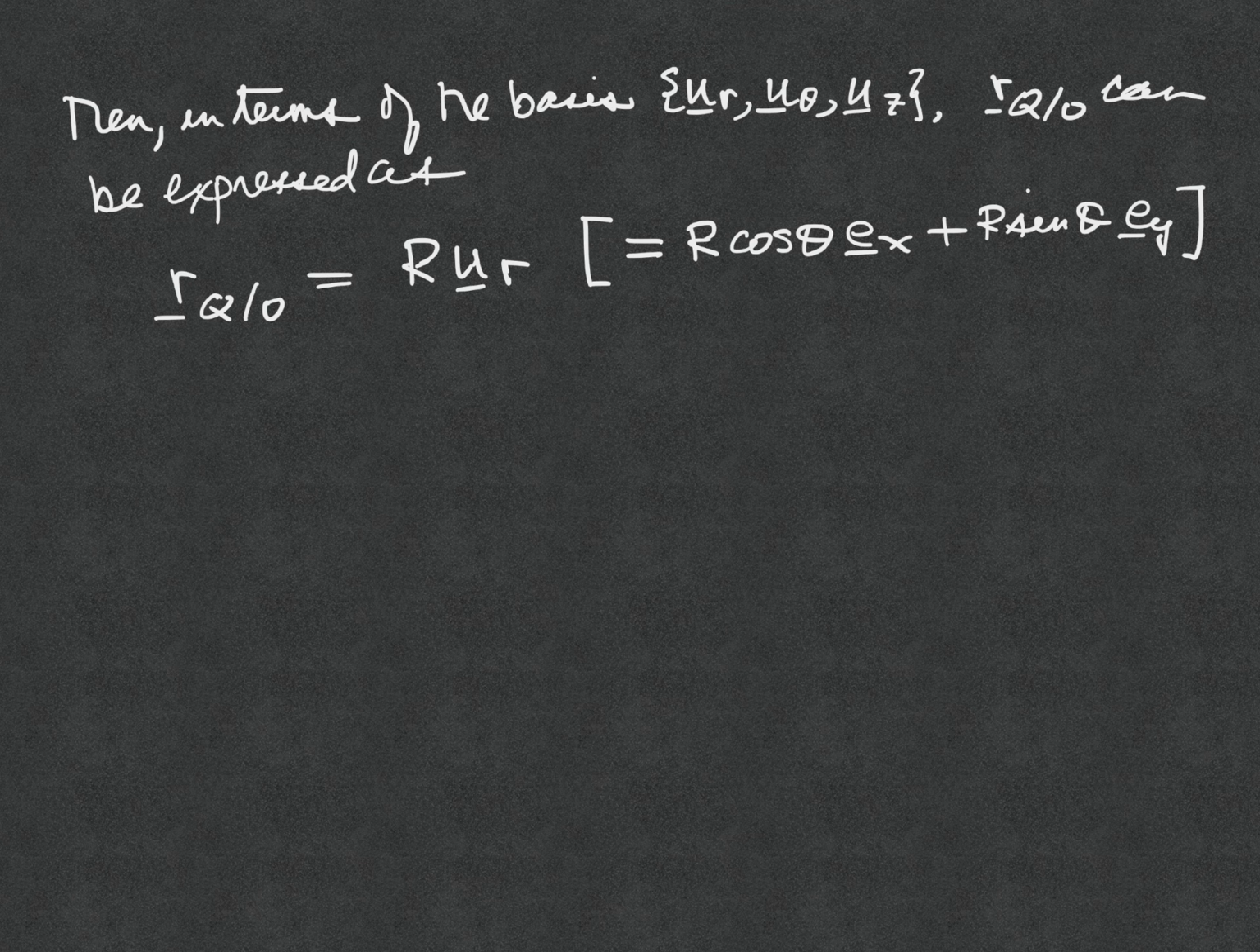Why do we have to use the transport theorem? Because we want the rate of change of the position of Q relative to O as viewed by an observer fixed to the ground, but we are expressing this position in terms of a basis that's fixed to the disk. So let's write that out in words. We want the rate of change as viewed by an observer fixed to the ground of the position of Q relative to O.